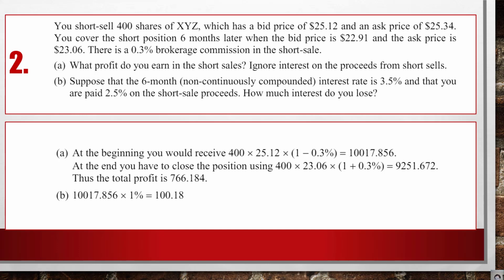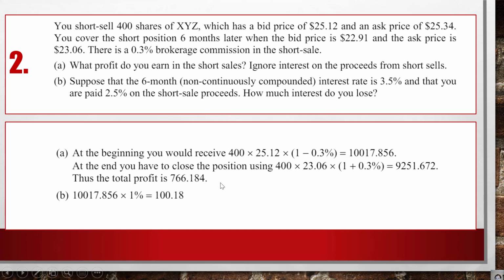And then at the end, you have to close the position, so you have to buy. You buy 400 shares at the ask price of 23.06. Here, 6 months later, you have to use 23.06 instead of 25.34. And because we are buying, we have to add the brokerage fee. That's why the first line is subtract and the second line is add. So we pay 9,251.672.